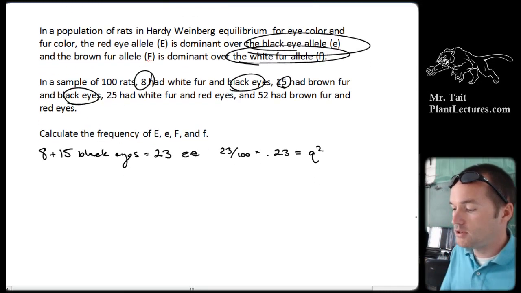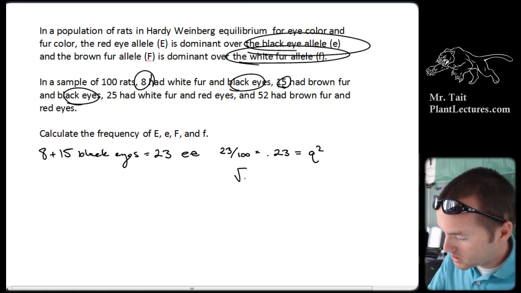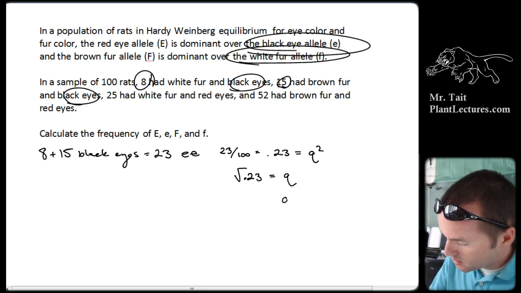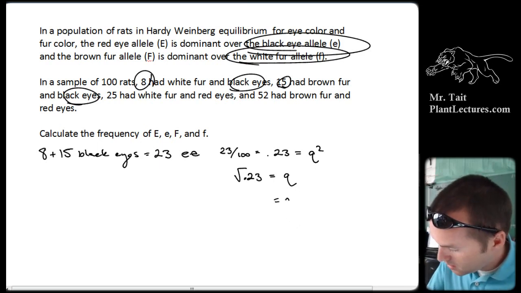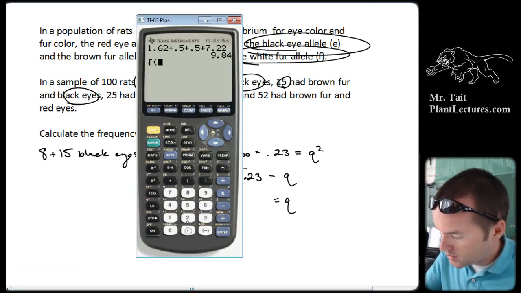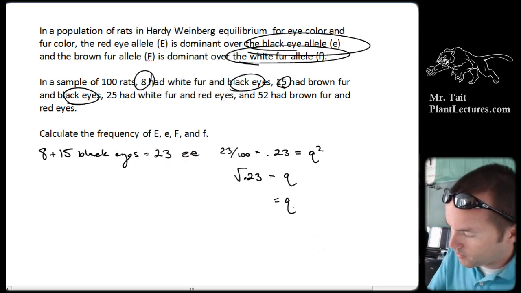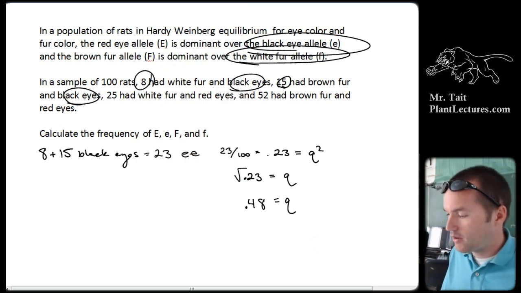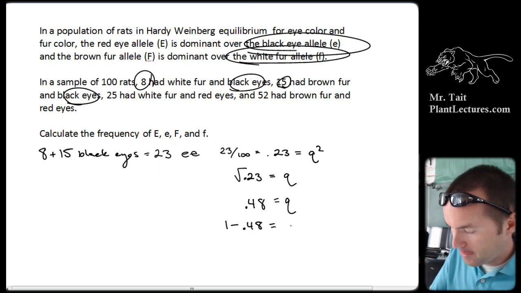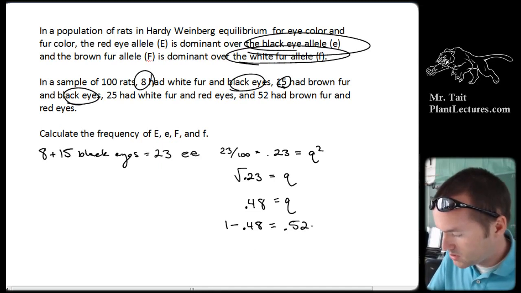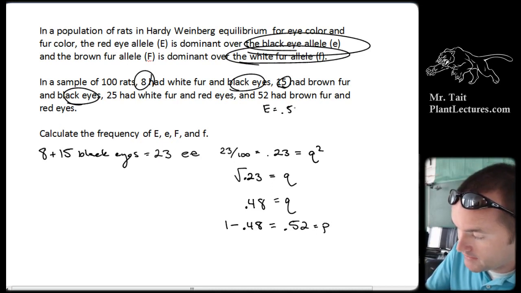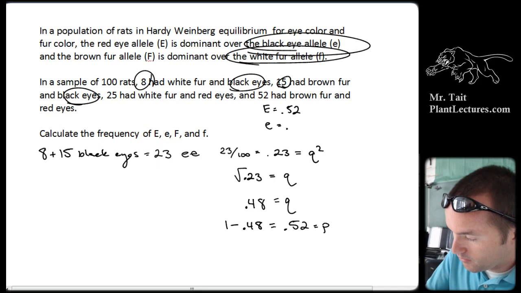How do I find Q given Q squared? Square root. So I take the square root of 0.23 equals Q. So Q is equal to something. Square root of 0.23 is 0.48. How do I find P then? 1 minus 0.48 gives me 0.52, which is equal to P. So already I figured out that big E is equal to 0.52 and little e is equal to 0.48.